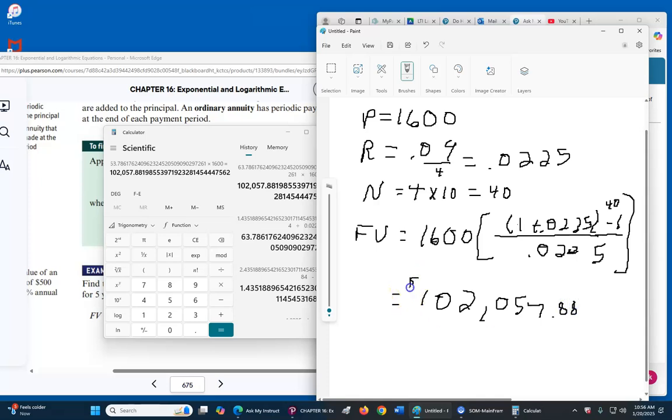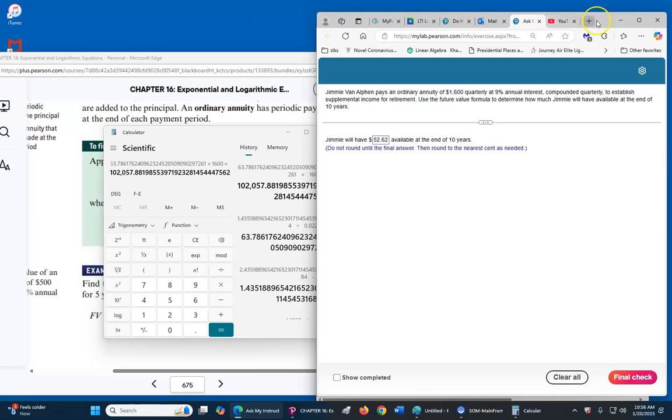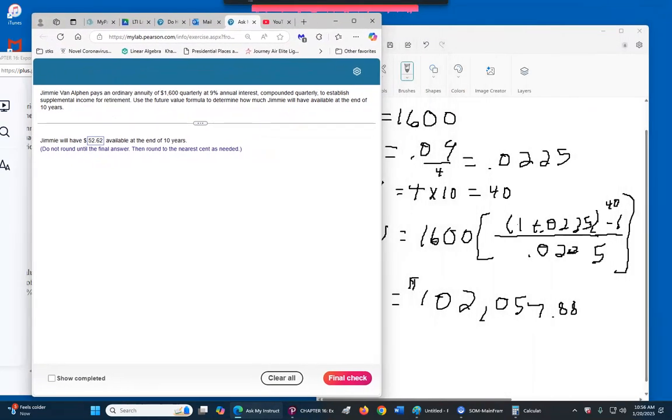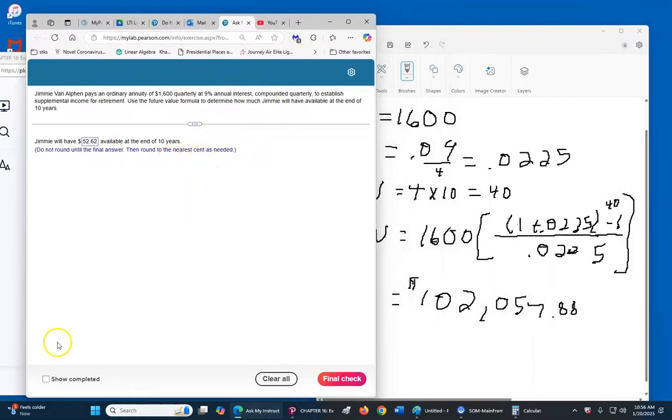I have to go back and look. So that's in dollars. So let's go back to the, find, and there's cents. If I click here, let's see how I do. Yeah, I have it. Hope that helps.